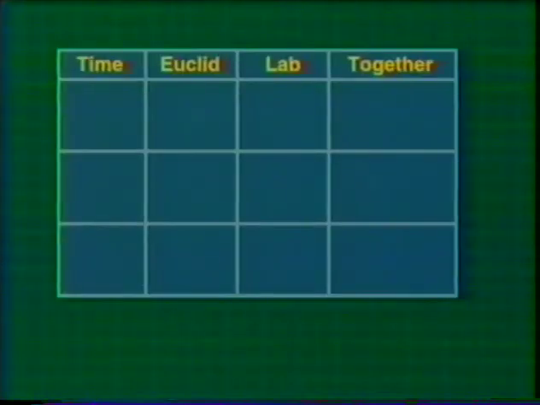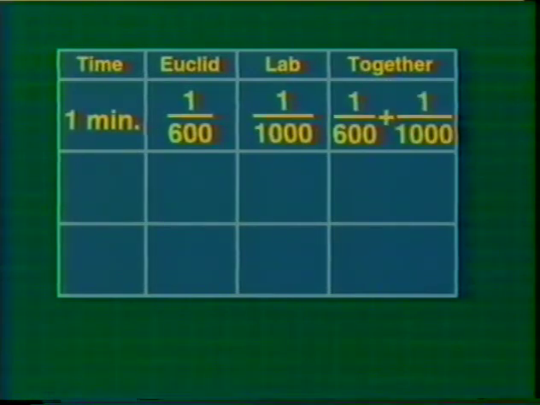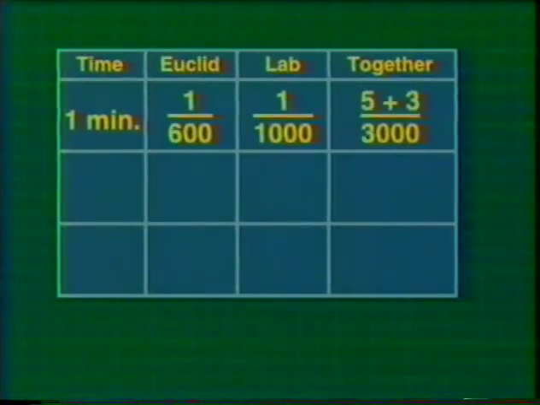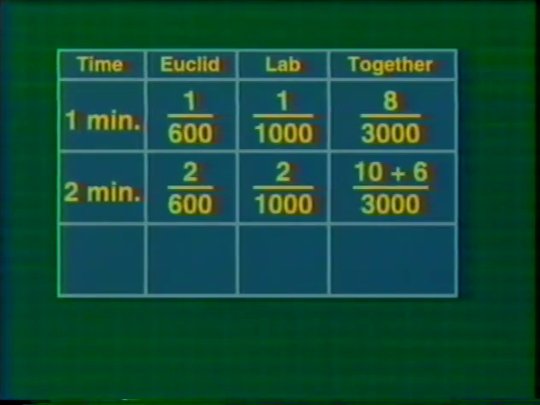This is a table of the amount of work that can be done every minute. In 1 minute, Euclid can do 1/600th of the required work. Conchita can do 1/1000th of the required work. Working together, they can do the sum of those two fractions, which, when we convert to a common denominator, works out to be 8/3000ths of the work. In 2 minutes, they can double their output. So the pattern is clear.